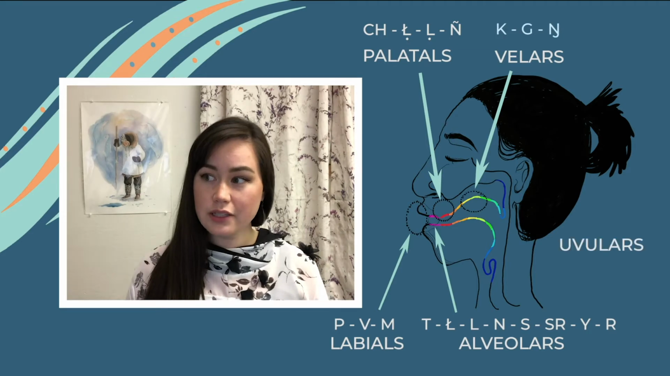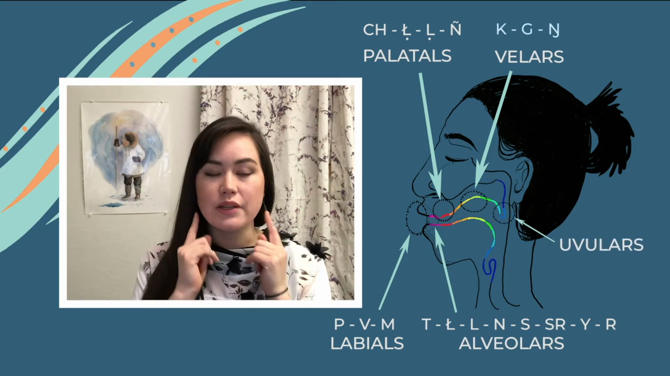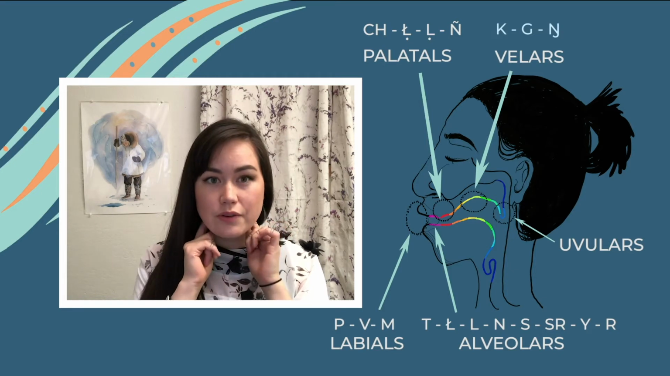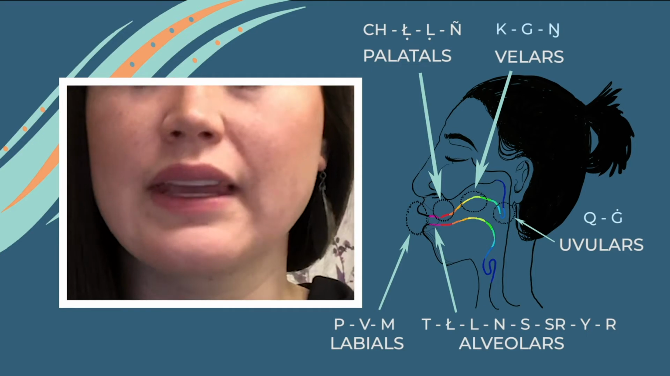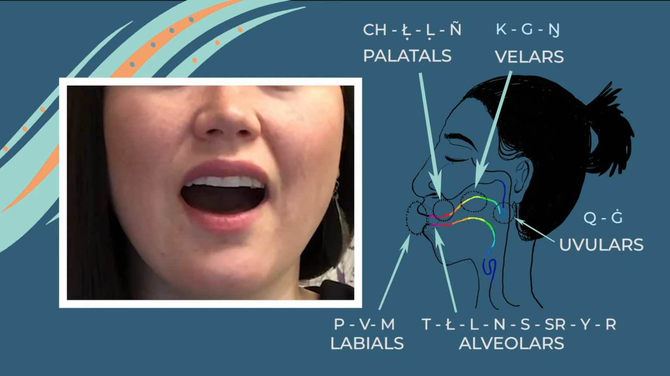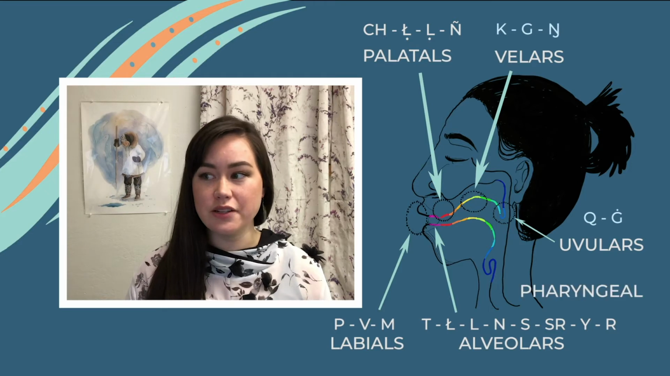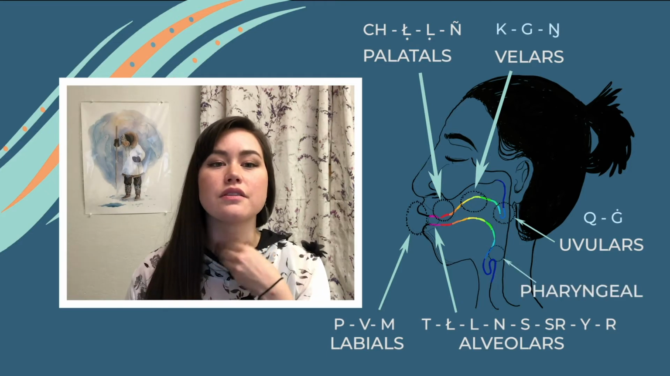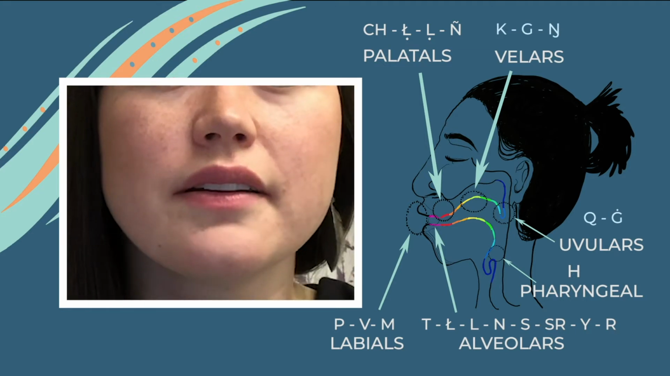Now we have uvulars, which goes a little bit farther back in the throat. We use the way back of our throat, and we have a Q and a G with a dot. Ka, ga. And lastly, we have a pharyngeal, which uses our throat, and that's our H. Ha.